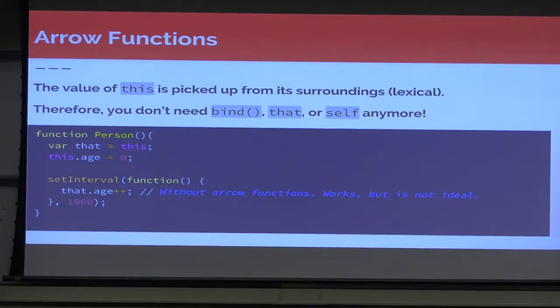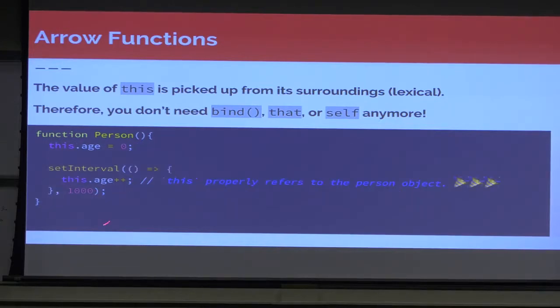So back in the day, we might do this. Var that equals this. And now we can do that.age++. And yeah, that works, but it's not ideal. So let's dive in a little bit further. If we use an arrow function, we're properly referring to the person object now, and we don't have to use any bind, that, or self.